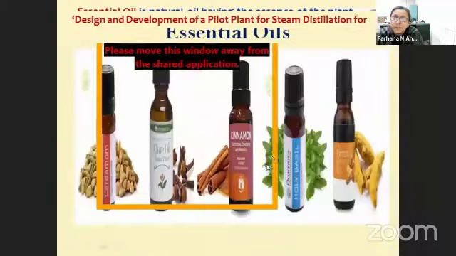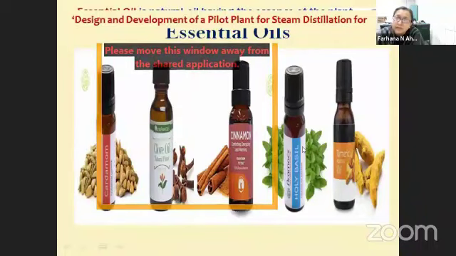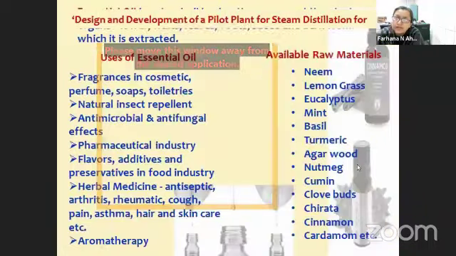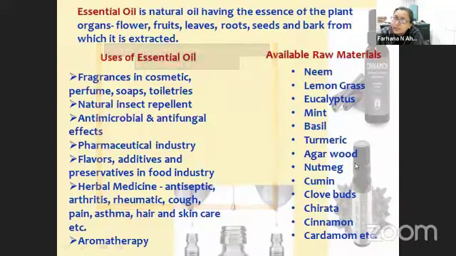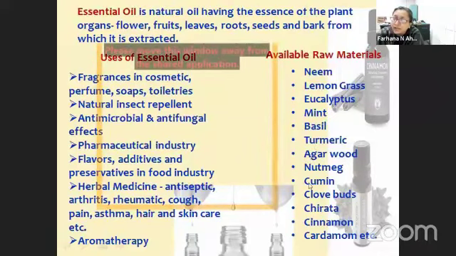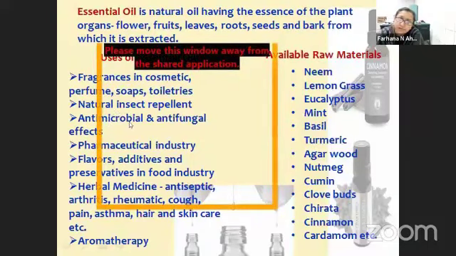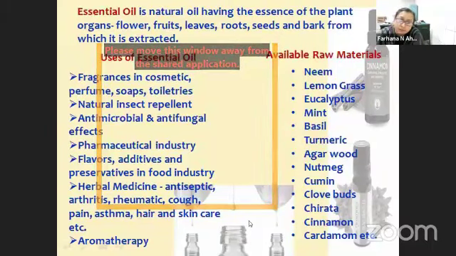Essential oils can be extracted from plant parts, leaves and barks, and here are some pictures of essential oils. Some available raw materials in Bangladesh are neem, lemongrass, eucalyptus, mint, basil, turmeric, agarwood, nutmeg, etc. Their uses are wide: in fragrances, cosmetics, perfumes, soaps, toiletries, natural insect repellent, and also in the pharmaceutical industry, in flavors, additives, herbal medicine, and aromatherapy.